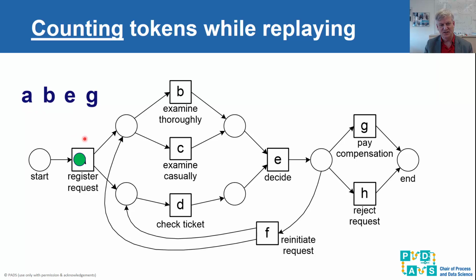So we execute A first, we consume the input token and produce two output tokens. Now the trace in the log that we are examining says we should do B. That is indeed possible. So we execute B, and we are at this stage. Now in the next step, the trace that we are inspecting says, okay, the next activity is activity E, decide.